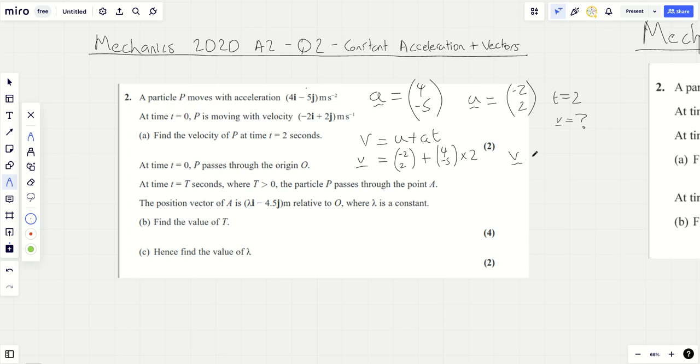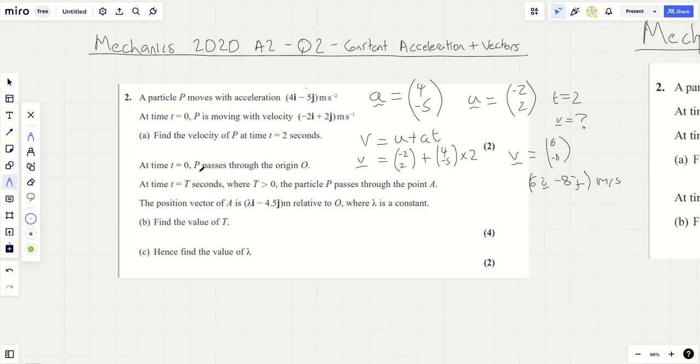Now we can just work that out to give the answer as a vector. Minus 2 plus 8 is 6. 2 minus 10 is minus 8. And so the answer is, if you want to be paranoid and write it i's and j's at the end, 6i minus 8j meters per second. Yeah. Okay, so first one, so not too bad there.